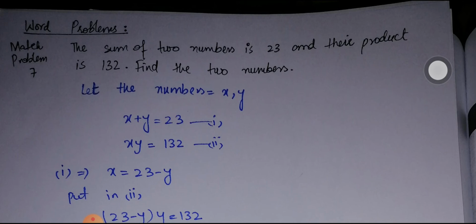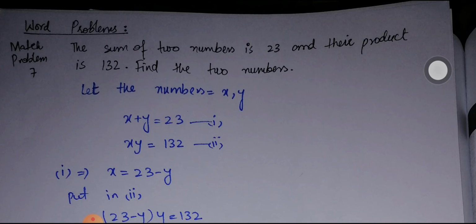The statement is that the sum of two numbers is 23 and the product is 132. Find the two numbers. As we know, in the previous word problems, when we are asked to find consecutive even integers or consecutive odd integers, we can easily find the relation, that either we are going to have x plus 1 or x plus 2.